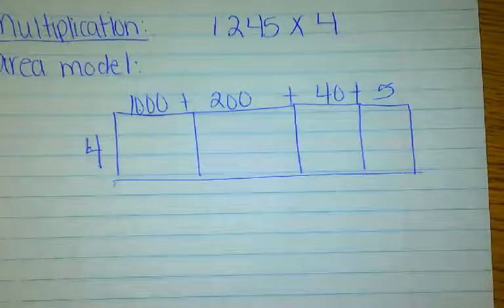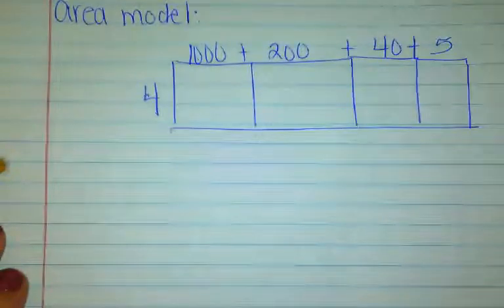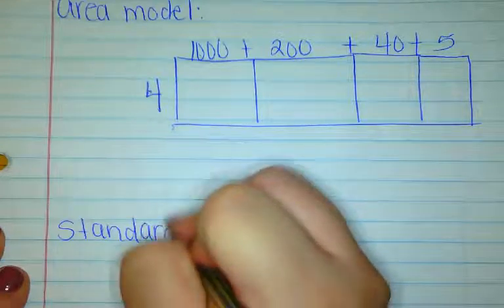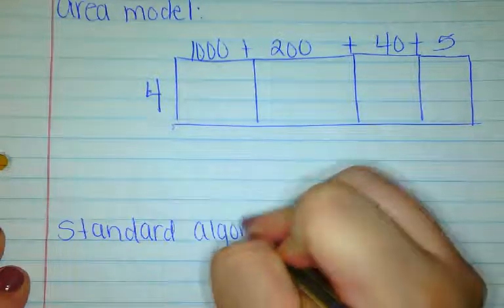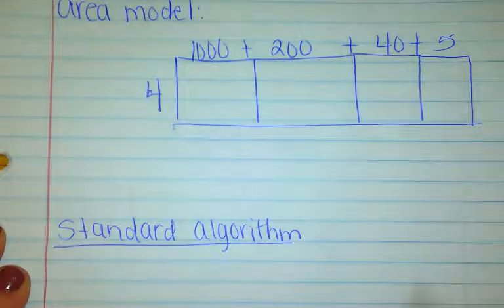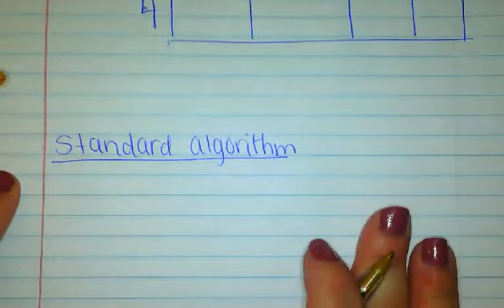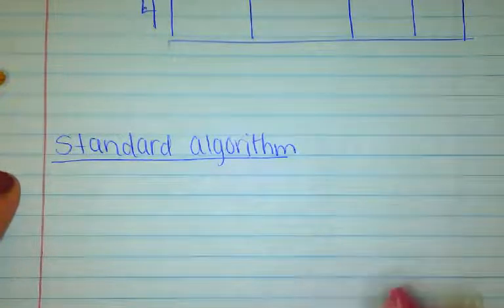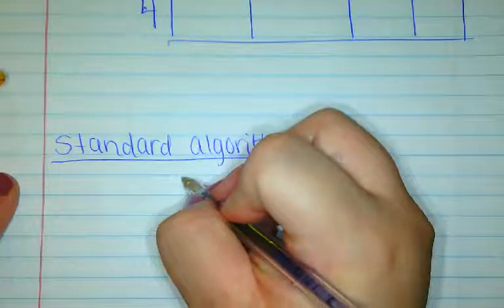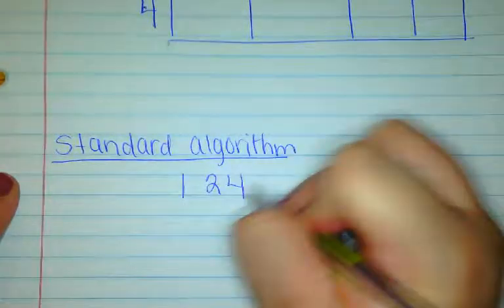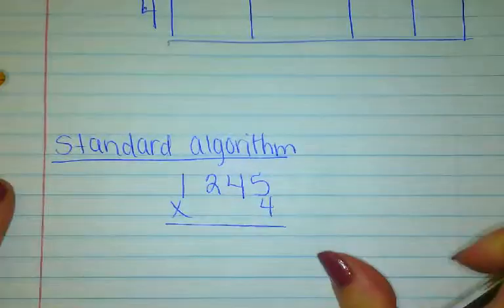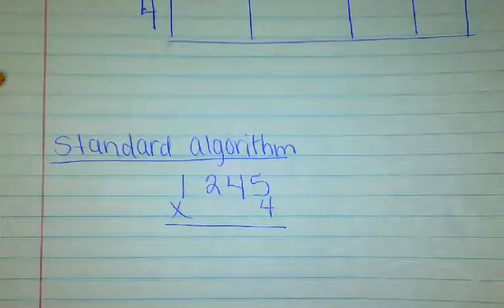At the bottom, we should have our standard algorithm. How do I do that? First, you need your numbers. What is it? It's 1,245 times 4. And then you solve it. Turn the page over.